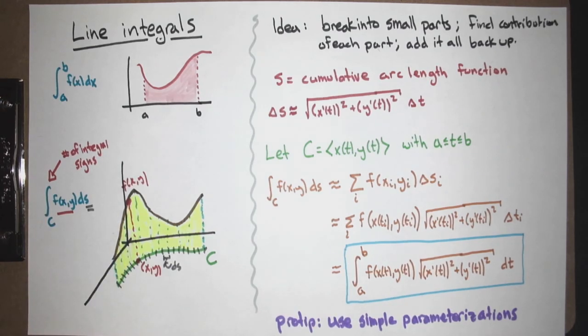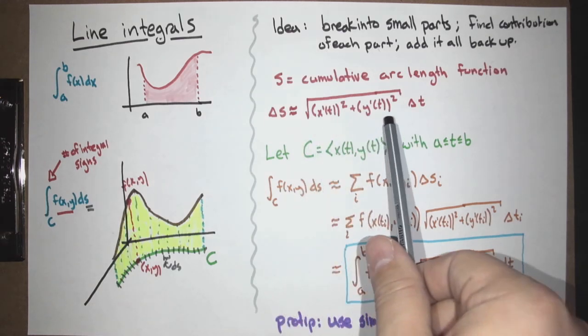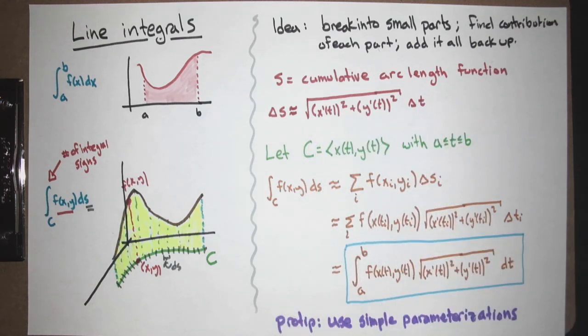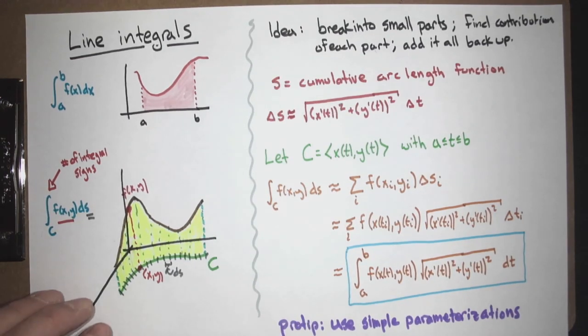Okay, so we know how to find the cumulative arc length function, or at least we know how to compute it. It's the square root of x prime squared plus y prime squared dt, essentially. And if it looks like, isn't that the arc length formula? Yes, it is the arc length formula. Same formula. And so if you integrate 1 ds, that's finding arc length. But now we don't have to integrate 1 ds, we can integrate other things.